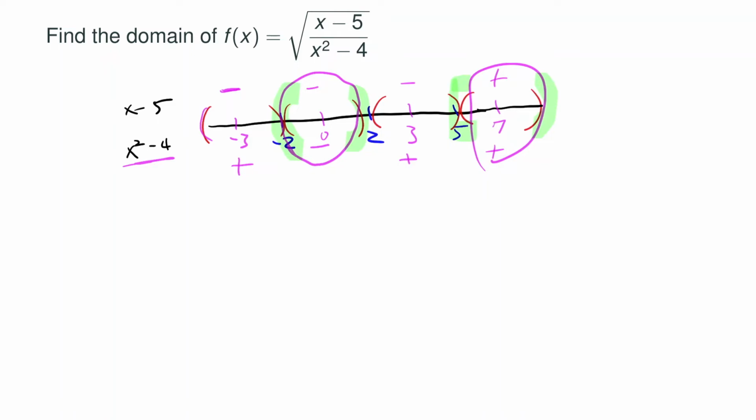We do have to be careful. It's from -2 to 2, open parenthesis, because we cannot have -2, because if we have -2 or 2, we get 0 on the denominator. That's why we write open parenthesis here.